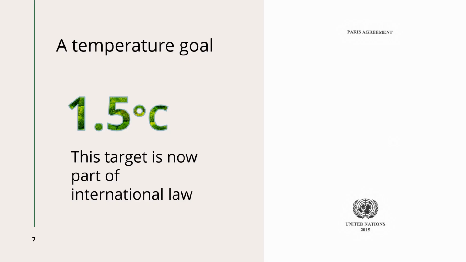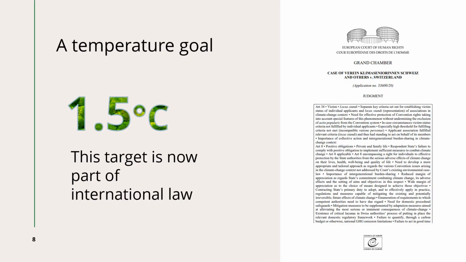This temperature goal is also being referred to in human rights court cases as an obligation of states to work towards. For example, in March 2024, the European Court for Human Rights found that the Swiss government's climate change mitigation targets and implementation measures were insufficient, as the government was unable to prove that the measures align with the goal of limiting global warming to 1.5 degrees Celsius above pre-industrial levels.